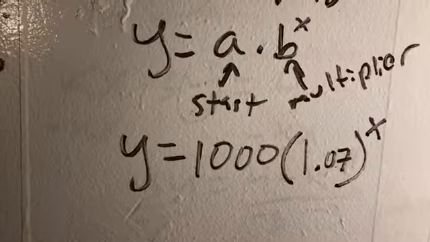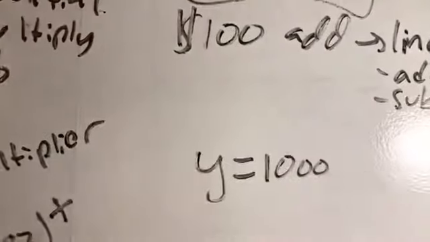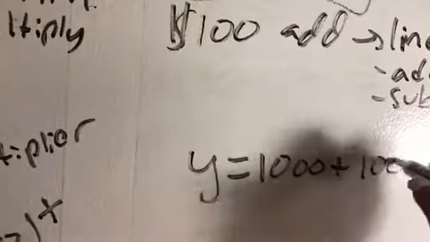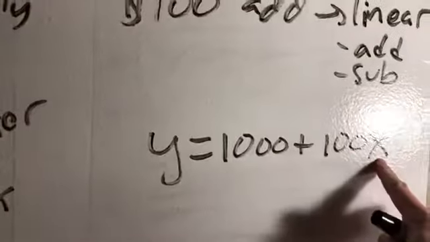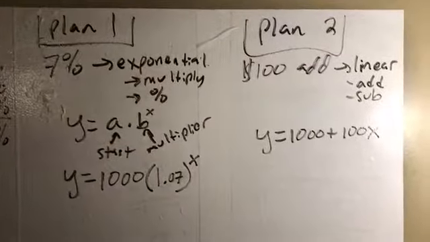Plan 2 says that $100 will be added every single year. So since it's just a $100 add, that's going to be linear, since linear functions always deal with adding and subtracting the same amount. So over here, we're just going to have that he starts at $1,000 and we'll add 100 times x, which will stand for the number of years. So those will be our 2 different equations for plan 1 and plan 2.